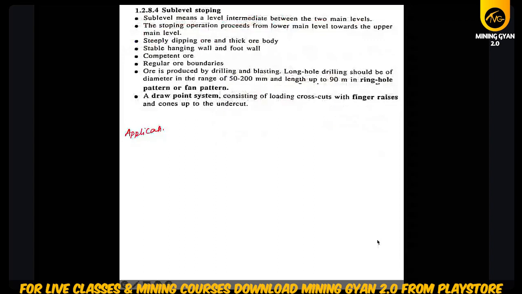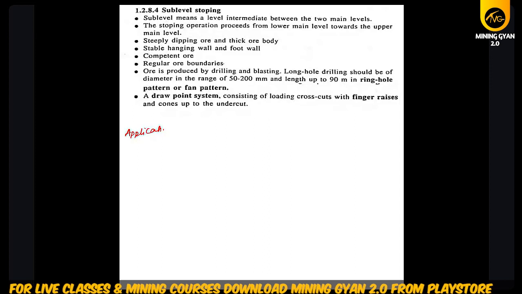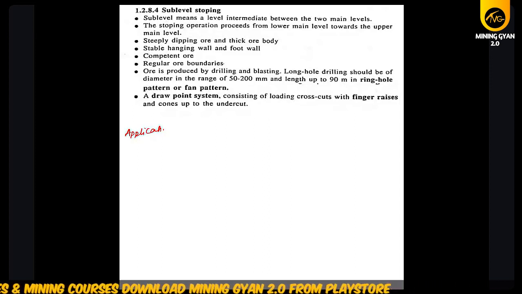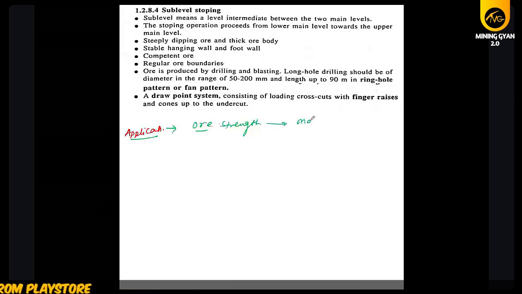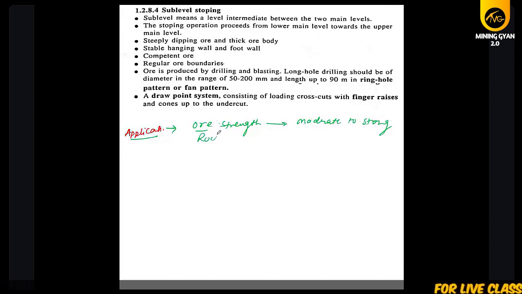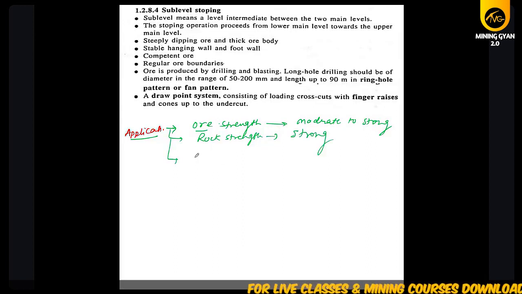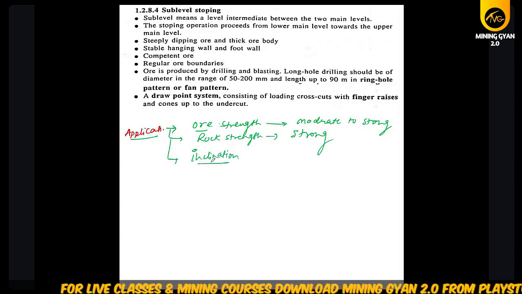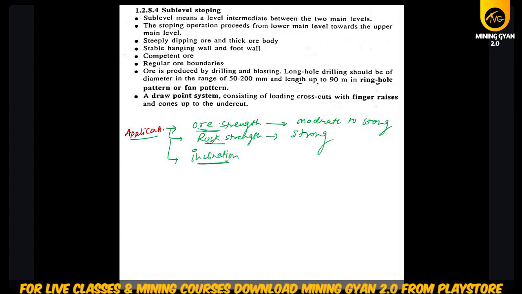Okay. Now come to the sub-level stopping method. In the sub-level stopping method, first we will see the applicability. So applicability means in this method also ore strength moderate भी चलेगी, moderate to strong. Then rock strength strong चाहिए. Dip means inclination. These 4 to 5 points you should remember. और कैसा है, rock कैसा है, inclination कैसा है.